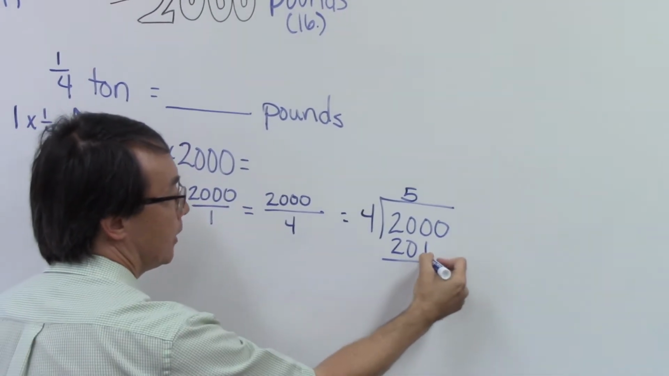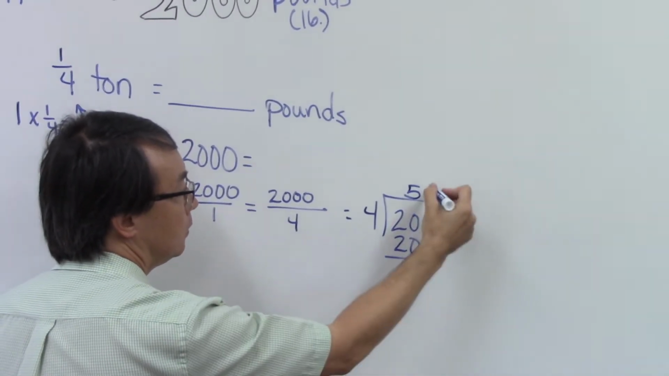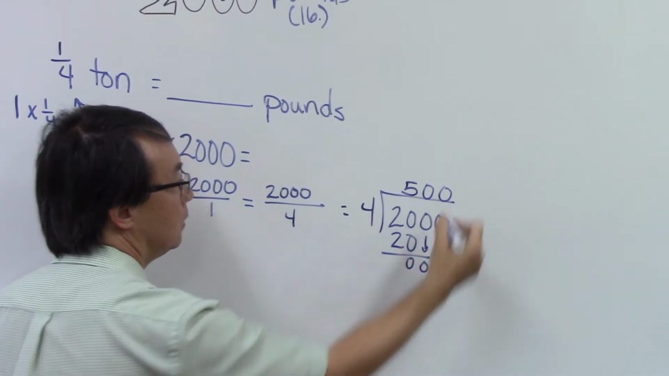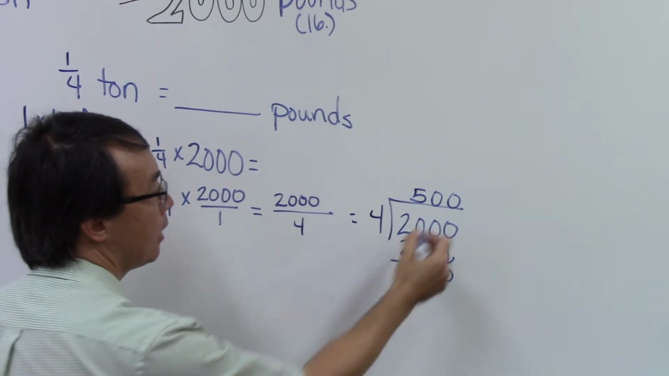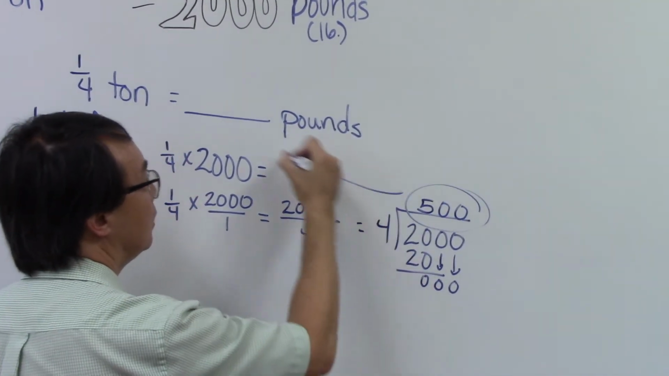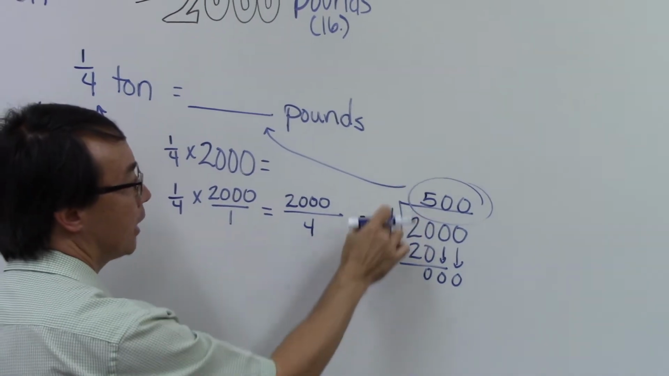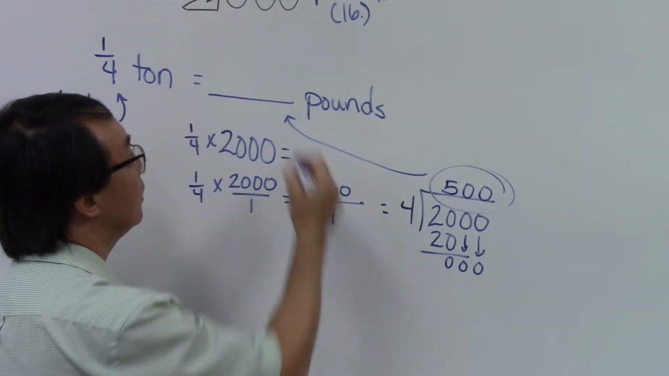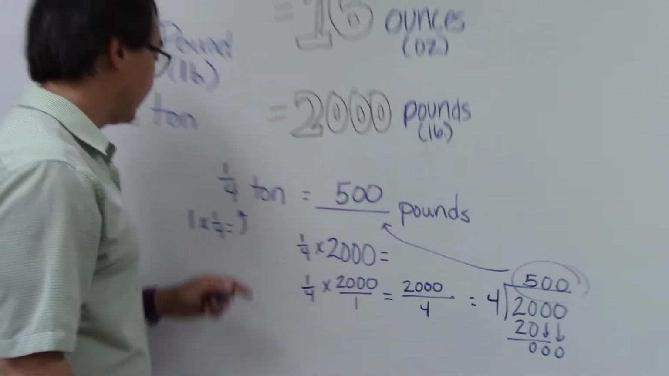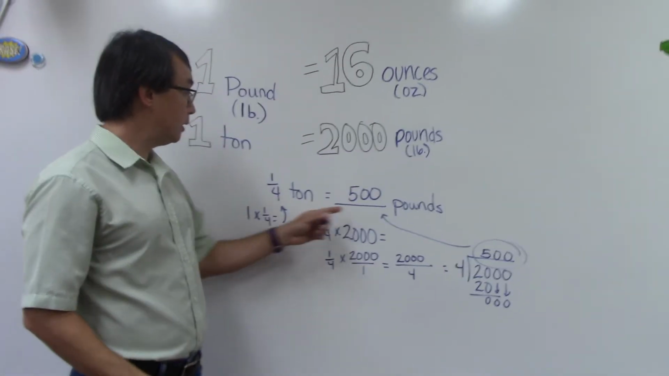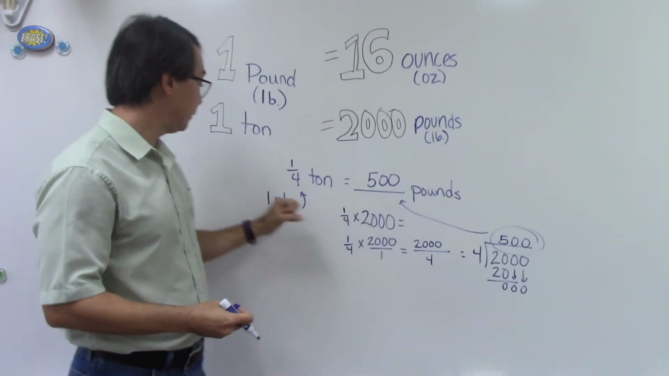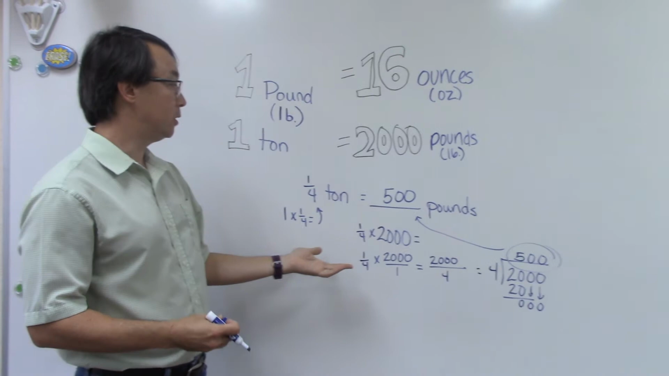Okay? Bring down the 0. Bring down 2 zeros. And look at that. 500. 500 times 4 is 2,000. So we stand back up. 1/4 of a ton is 500 pounds. Right? 500 pounds. 1/4. And that's the way you do it.